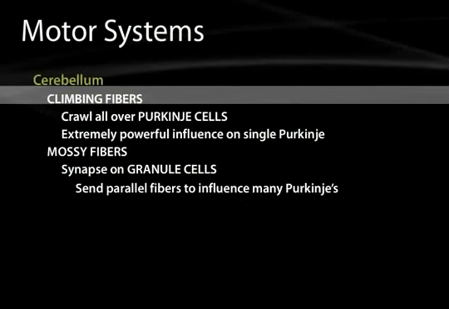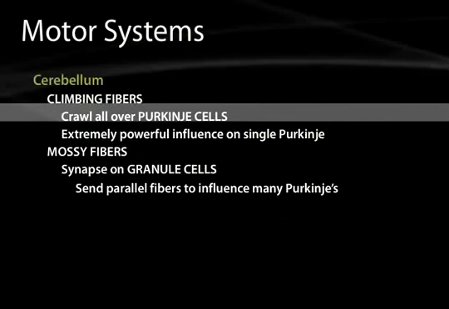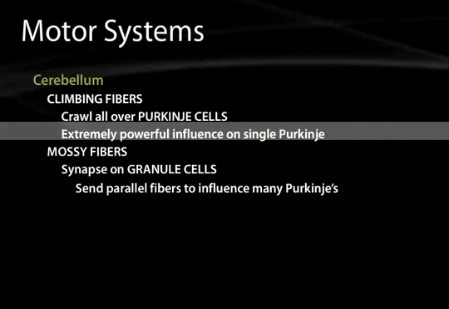Climbing fibers go into the cerebellar cortex, and they climb all over the Purkinje cells that are sitting there in the cortex. They have an extremely powerful influence on a single Purkinje. So one climbing fiber may talk to a single Purkinje and have a marked influence over that one Purkinje. Another climbing fiber will synapse on a different Purkinje and have a marked influence over that one Purkinje.